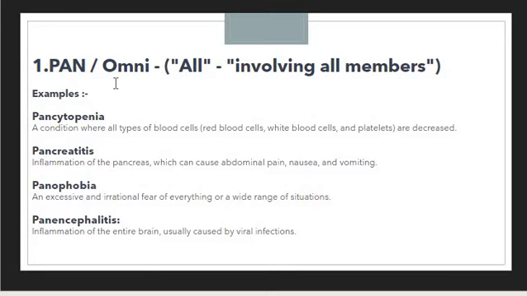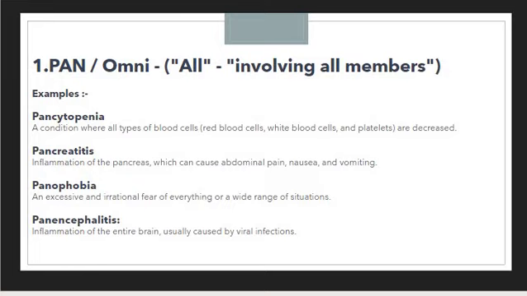There are some terminologies where you can use omni as well. But pan is most frequently used, so that's why I have noted down the examples for that only. In some cases you might see a few terminologies where omni is used. Omni is also used for the same purpose, for denoting the presence of everything, all. Fine, so this is the first term.